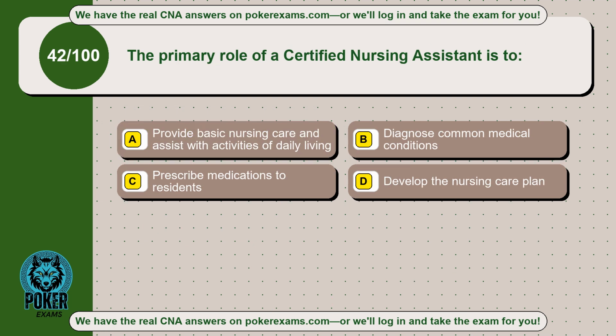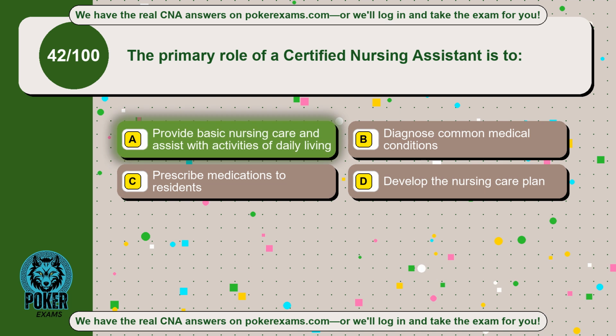Question 42. The primary role of a certified nursing assistant is to: Option A. Provide basic nursing care and assist with activities of daily living. Option B. Diagnose common medical conditions. Option C. Prescribe medications to residents. Option D. Develop the nursing care plan. The correct answer is option A.